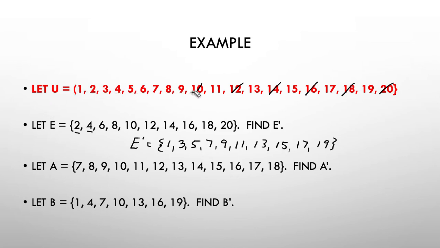All right, so let's try this again. So let's say for the second part that our set A has the elements from 7 to 18. And we want to find the complement. So again, I'm going to go to my universal set and I'm going to mark off what's in A. So A contains 7, 8, 9, 10, 11, 12, 13, 14, 15, 16, 17, and 18. The elements that are not marked off are going to make up the complement. So the complement is going to have the numbers 1 through 6. And then it's also going to have the numbers 19 and 20.